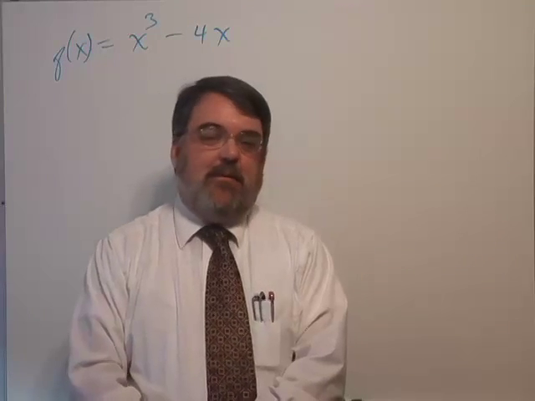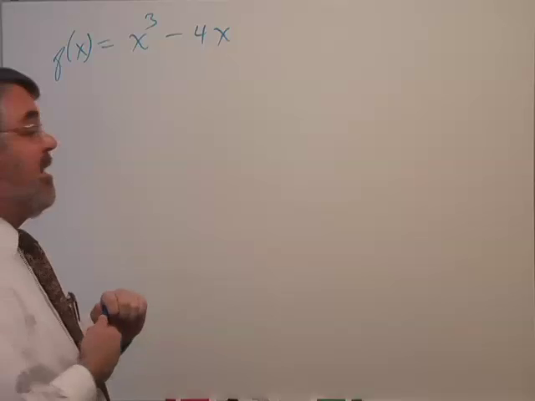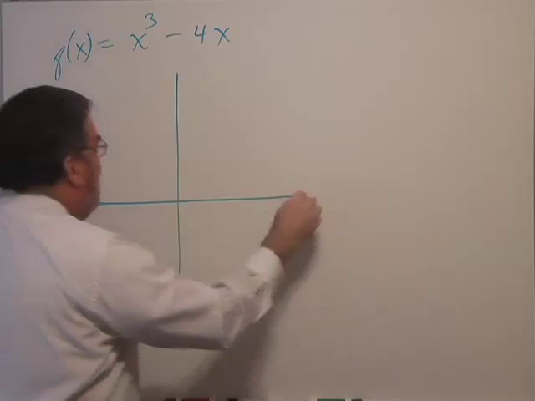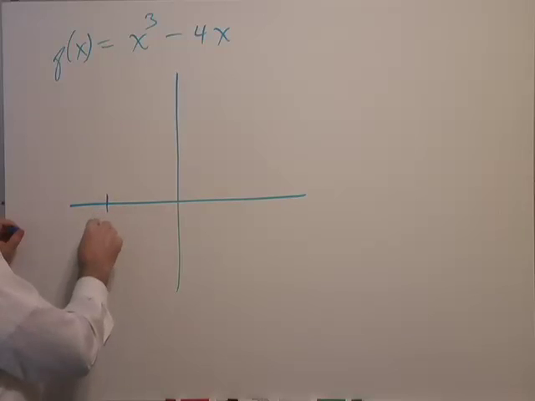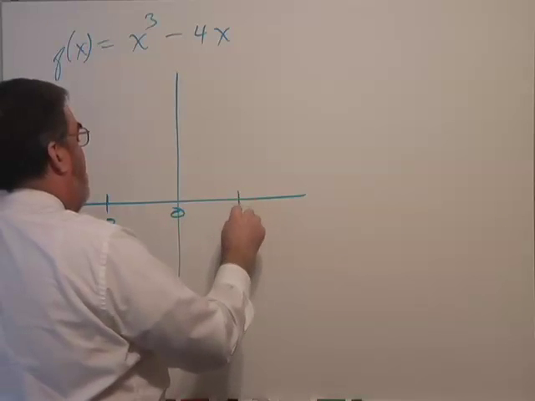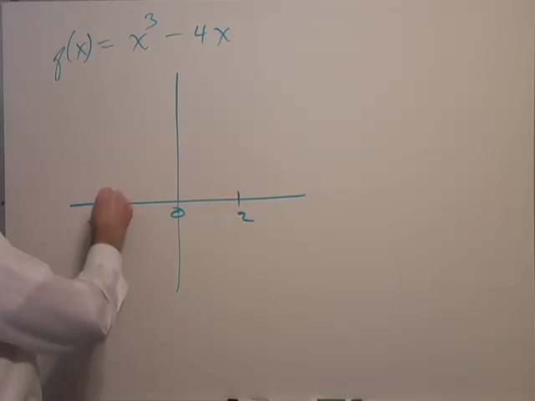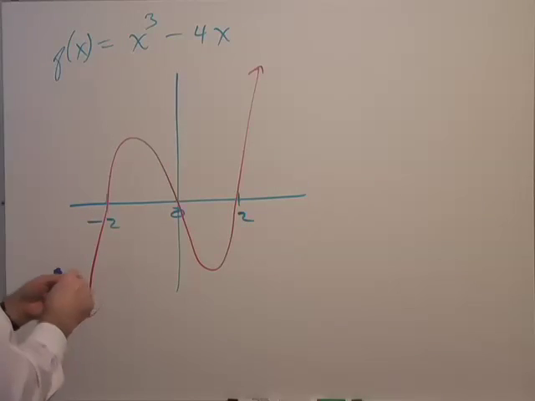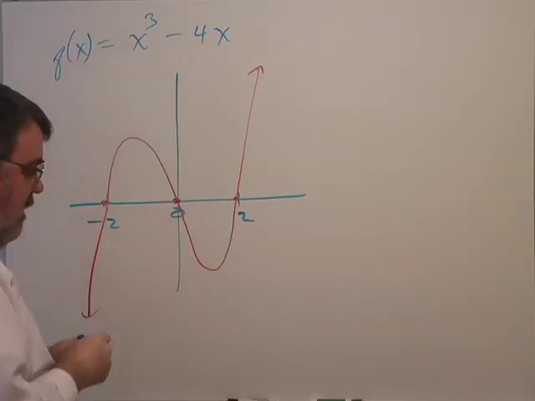Now, here's our example of an odd function. f of x equals x cubed minus 4x. Again, you'll have to take my word for it. We'll analyze these in more depth in another chapter. But here's what this one looks like. It crosses the x-axis in 3 places at negative 2, 0, and positive 2. And you've seen this shape before. This is the cubic polynomial shape. So what is an odd function?